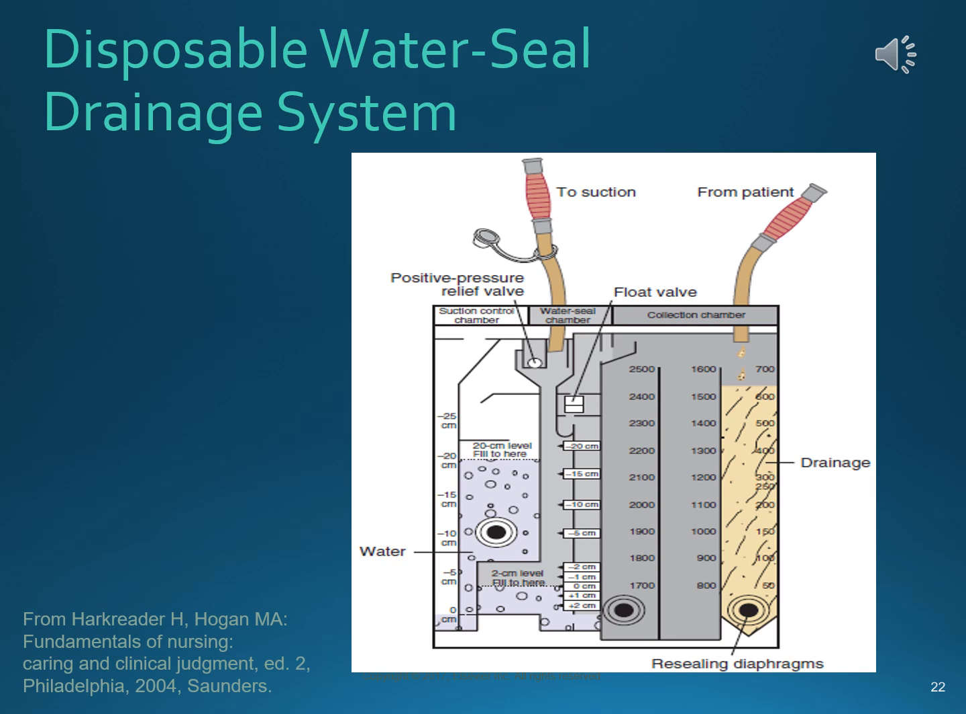You've got two tubes coming out of the top. One tube is coming from the patient, and that is the one that, looks like, goes into the drainage chamber. And then you've got one tube that goes to the suction, that goes into the suction chamber.